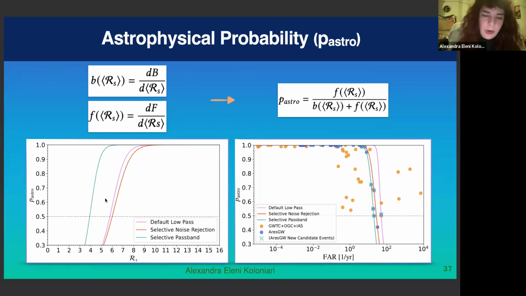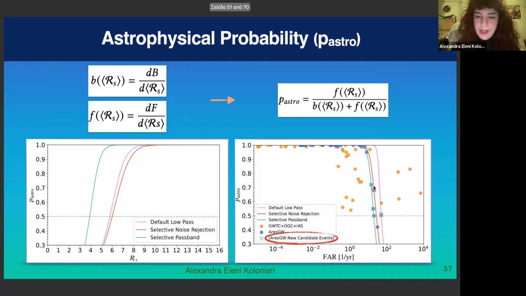So basically, all triggers that have an astrophysical probability greater than 0.5 can be considered candidate events if they also pass some consistency test that we will talk about later. Additionally, here I also present the astrophysical probability versus the false alarm rate for all the pipelines, the other pipelines with orange, and for ResGW with blue. And the light blue X's here represent our 8 new candidate events.